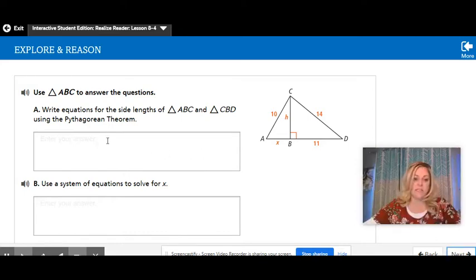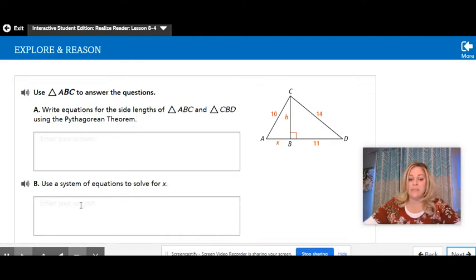It starts out by saying, write the equation of the side lengths of these two triangles using the Pythagorean theorem. So let's review quickly the Pythagorean theorem. If a triangle is a right triangle, which these are, then a squared plus b squared equals c squared, where c has to be the hypotenuse. So go ahead and write these out. A squared plus b squared equals c squared.